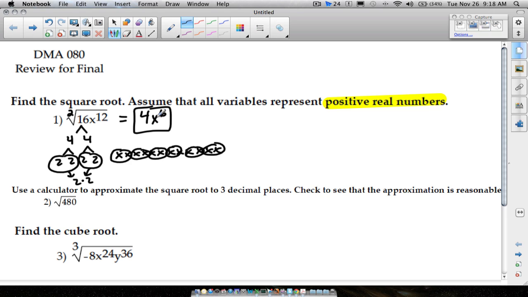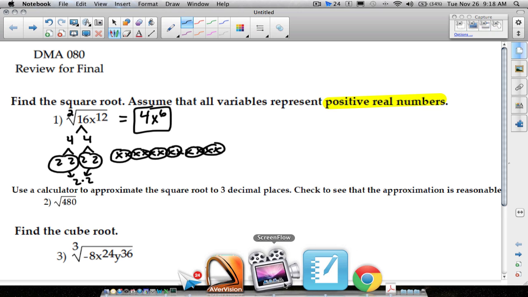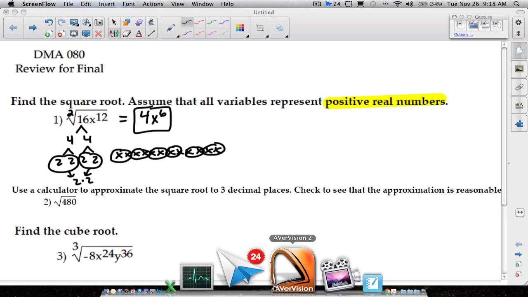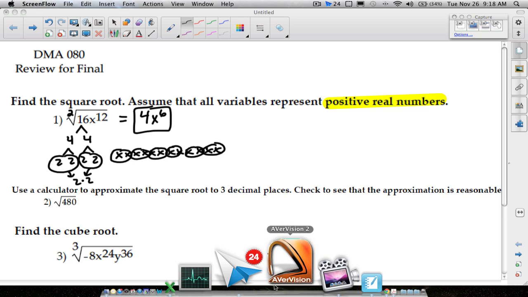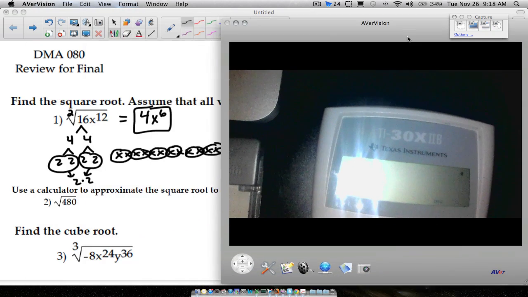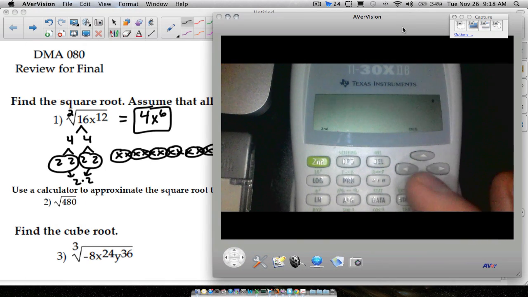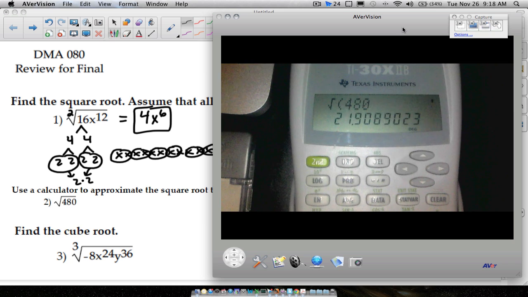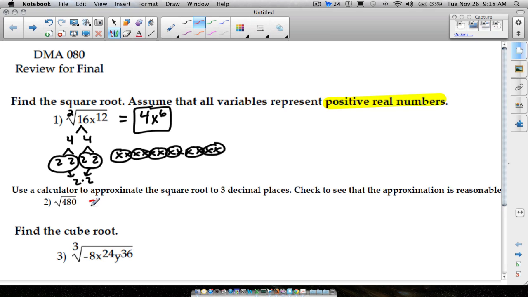Now the second problem, we want to use the calculator to approximate the square root to 3 decimal places. Check to see that the approximation is reasonable. So go into the calculator for this one. And we want to find the square root of 480. So there's no need to simplify this because it says use the calculator to approximate it. So the square root of 480, doing this to 3 decimal places, we have 21.909 because that 9 will tell that third decimal place to go up to the next digit. So 21.909 is going to be our answer. I'm putting the approximate.